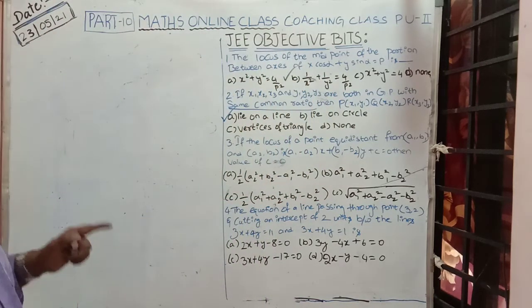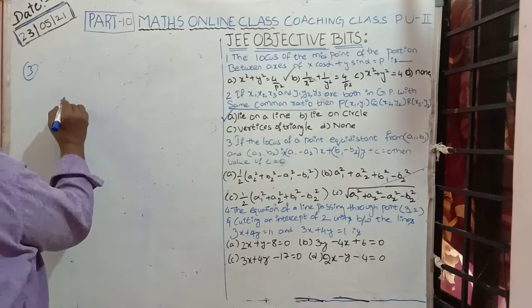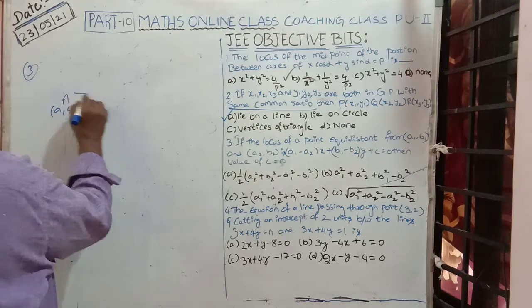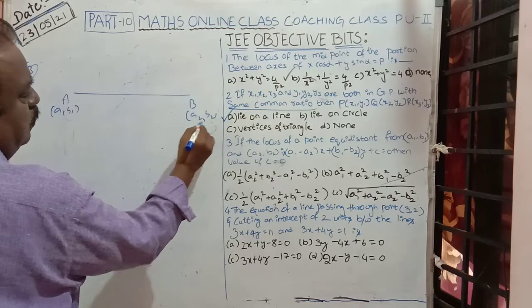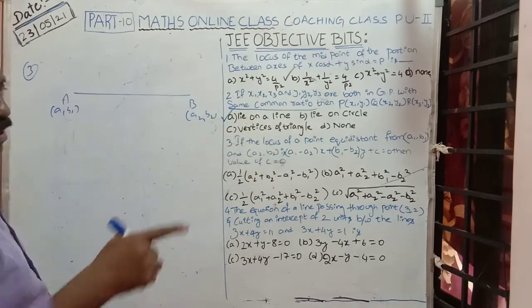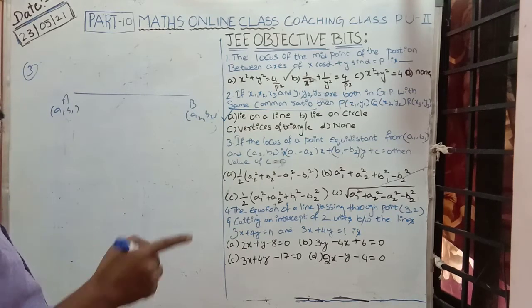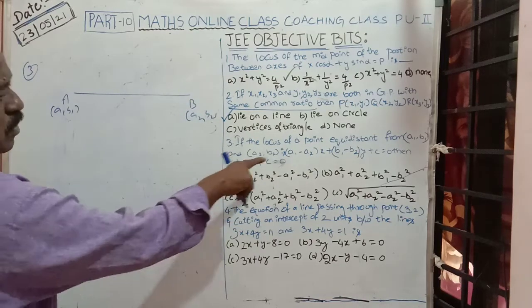The locus of a point equidistant. See, A is (a1, b1) and B is (a2, b2). There are 2 points. Please observe there. These questions are not sent to you. That is why you see them on this board. So slowly observe it.